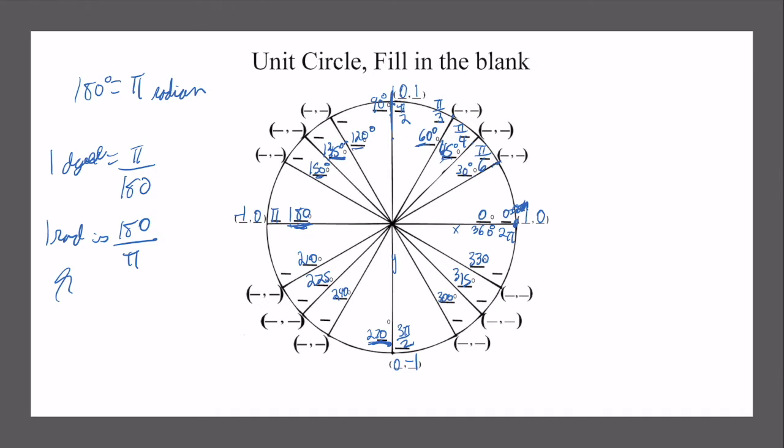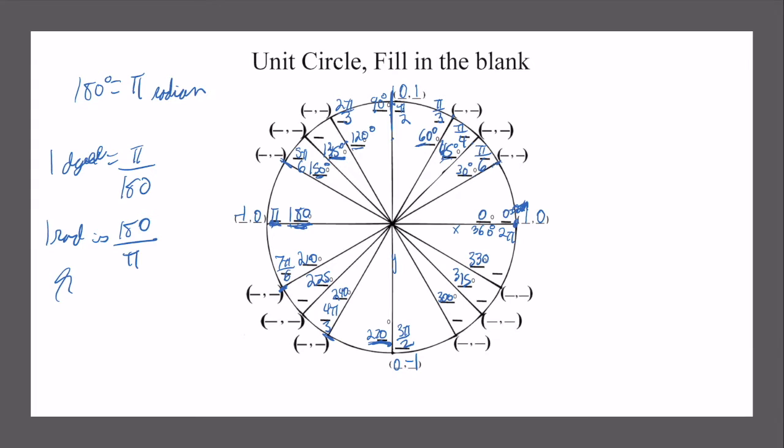90 degrees would be 3 pi over 6, which is pi over 2. Then I've got 4 pi over 6, which simplifies to 2 pi over 3. Then I have 5 pi over 6, which doesn't simplify. Then I have 6 pi over 6, which is pi. Again, I'm just counting every 30 degrees. Then I have 7 pi over 6, which doesn't simplify. Then I have 8 pi over 6, which simplifies to 4 pi over 3.